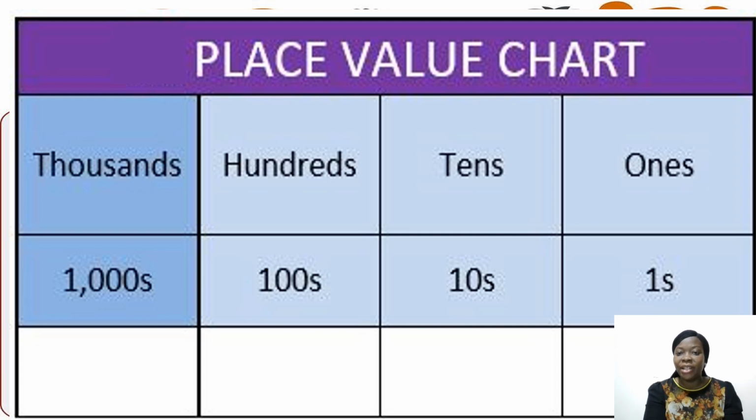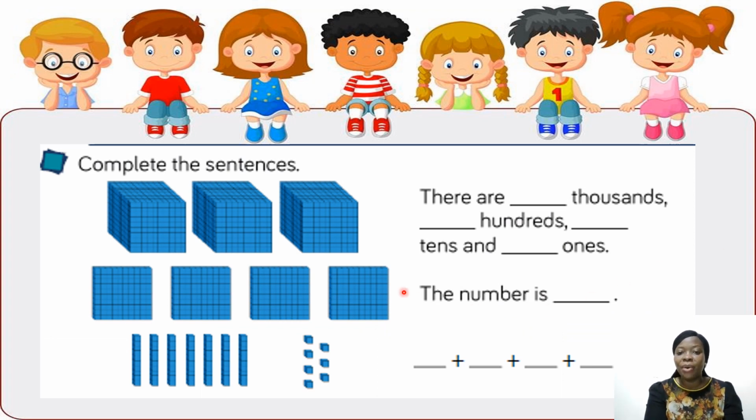This is a place value chart. This chart helps us to place our numbers correctly. Now in the thousands column we have the thousands, in the hundreds column we have the hundreds, in the tens column we have the tens, and in the ones column we have the ones number. So whenever we have a given number, using the place value chart, we place the number accordingly. Let's move ahead to find out more.